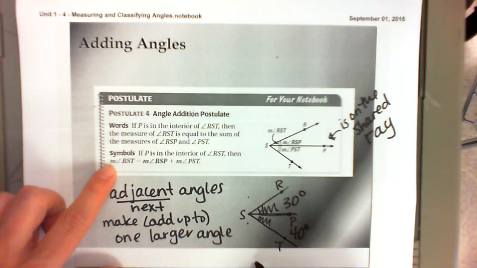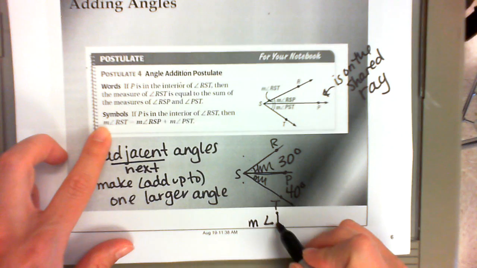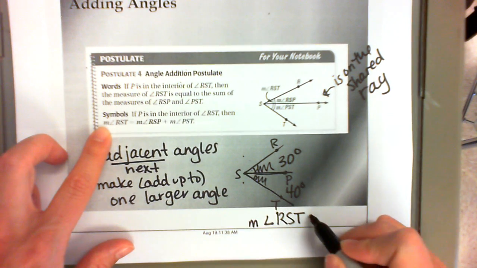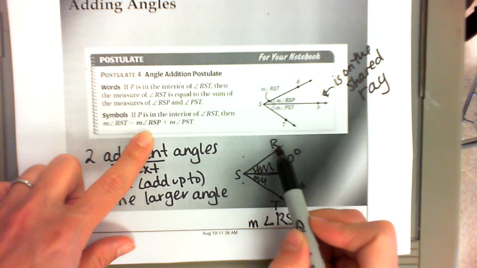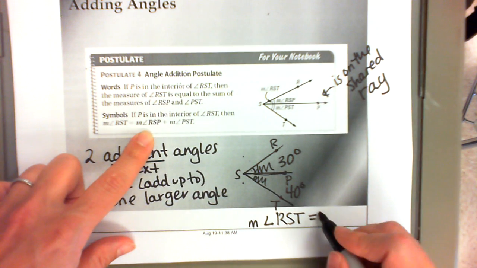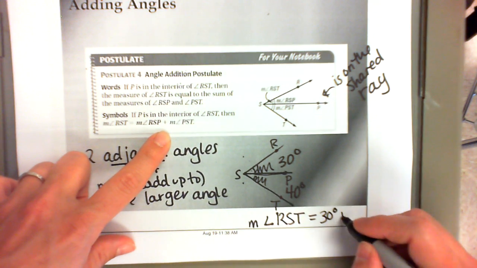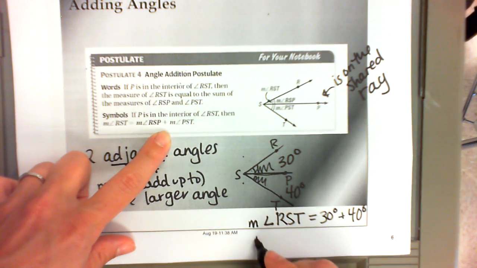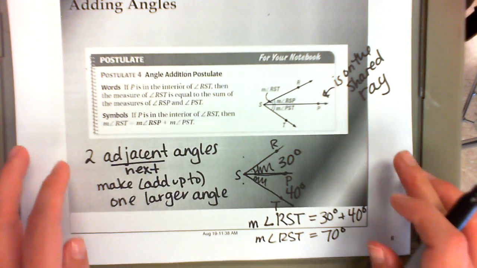So I would write the measure of angle, let me write it, I don't think you can see. The measure of angle RST equals the measure of angle RSP. RSP, let's theoretically say is 30 degrees, plus the measure of angle PST, let's say theoretically is 40 degrees. That means the measure of angle RST equals 30 plus 40 degrees, which is 70 degrees.